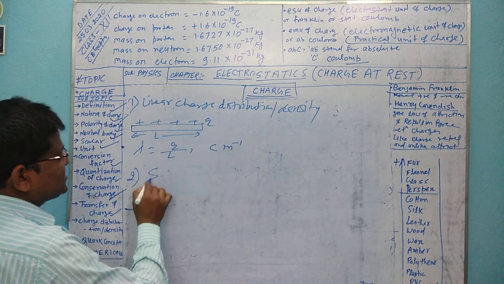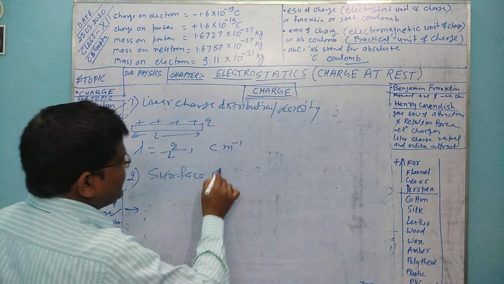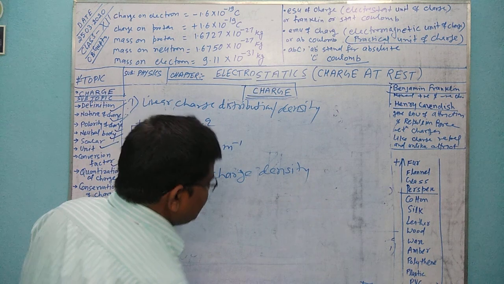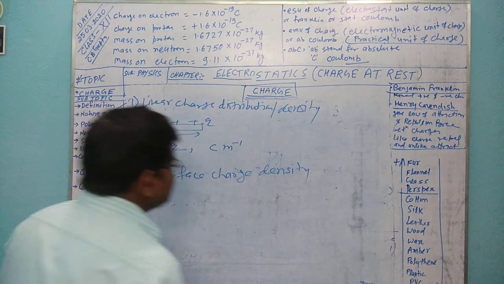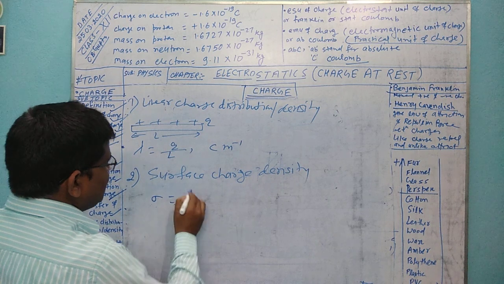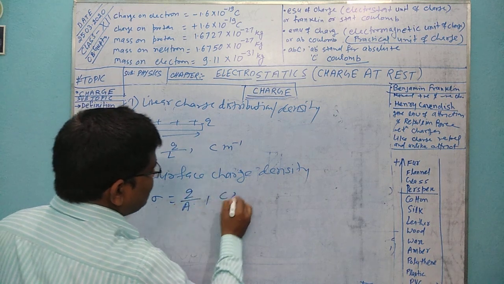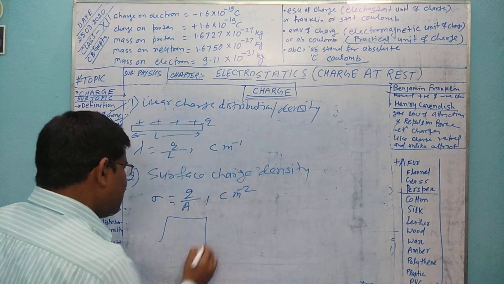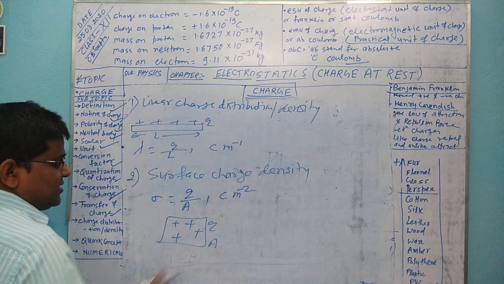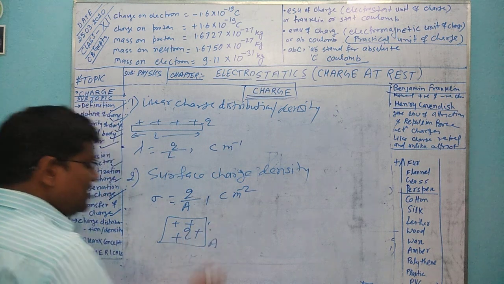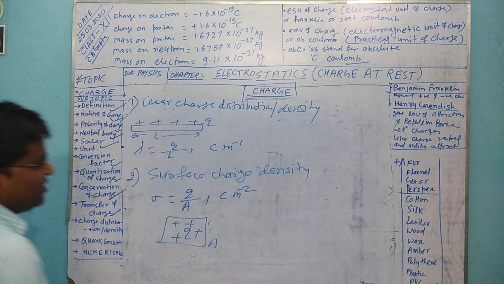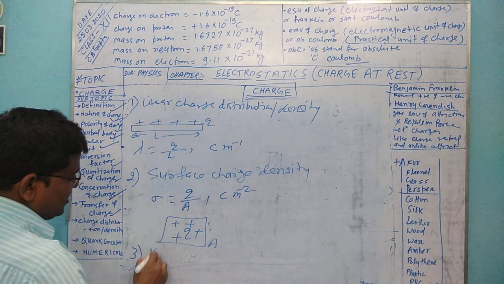Similarly, surface charge density. Surface charge density means sigma. Sigma is equal to Q by A, and if you want to understand by the diagram, then this one is the Q and the area A. Simply, Q is charge and A is area. You divide charge by the area, it becomes surface charge density.